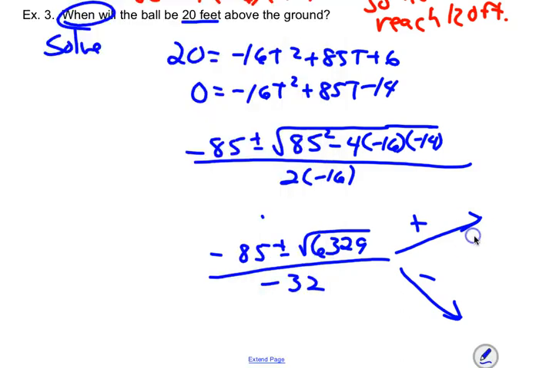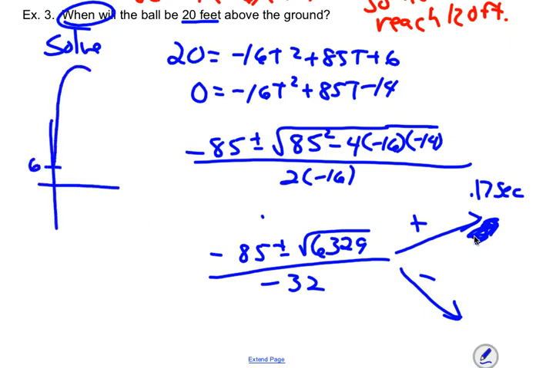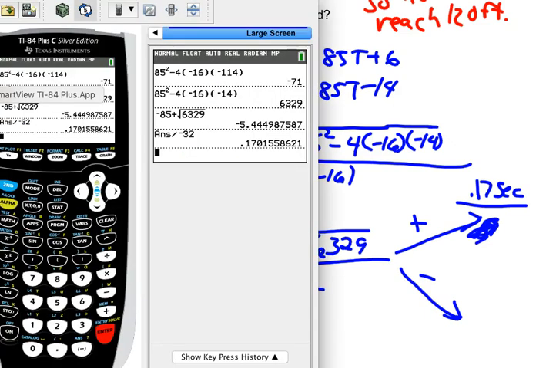So over here I got 0.17, and this is in seconds, right? It's 0.17 seconds. Well, that's not very long. What's happening is I'm throwing this object from 6 feet above the ground. It's going up, it's coming down, and it's hitting 20 feet very quickly. It's hitting it in 0.17 seconds. But it's going to go up and come down, and it's going to hit it again. So I've got to get that second answer.